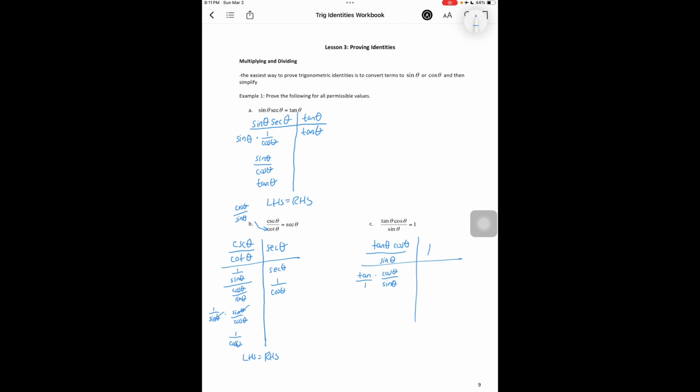Because this is realistically just tan over 1, right? So here, if we were to convert tan theta into terms of sine and cos, it's going to be sine theta over cos theta times cos theta over sine theta, and then everything ends up canceling. And remember, if things cancel, they're not going to become zeros, they're all going to become ones. So if everything cancels, you're going to have 1 times 1, which is just 1. And then now we see left hand side equals right hand side.